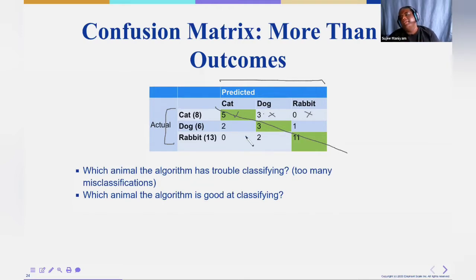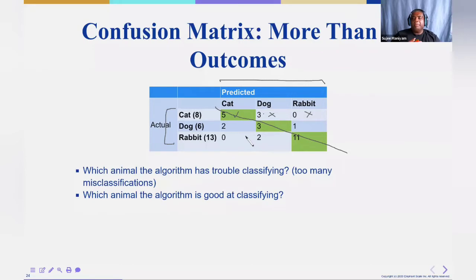Now, which animal is this classifier good at classifying? This is a 3 class classifier, right? I have 3 classes: cat, dog, and rabbit. Look at the confusion matrix. Tell me which animal this classifier is good at understanding. Is it a cat, dog, or a rabbit? What do you guys think?